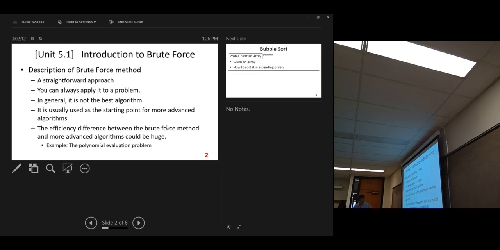Here, let's use the polynomial evaluation problem, our problem number 1 for this class, to compare the difference. Remember, the 500 million to 1 ratio, right? 5.8 days versus 1 second. That 5.8 days is the brute force method. That 1 second is where we use Horner's rule. So you can see the difference is huge.